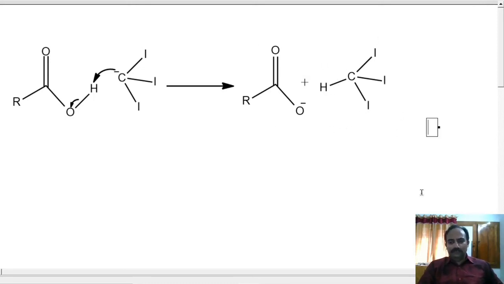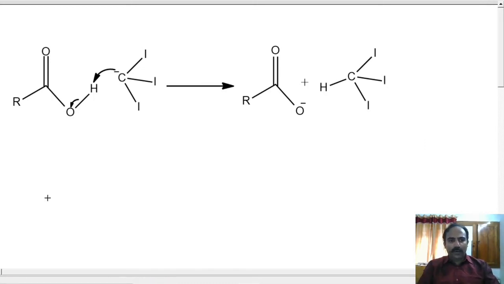This iodoform is precipitated as a yellow solid or pale yellow solid, and it has a specific odor with which we can also recognize the presence of this compound, so it's a characteristic reaction. So we can easily detect the formation of iodoform. If there is an iodoform formation with I2 and NaOH, we can say the molecule could be a ketone with the alpha CH3 group, or an alcohol with the alpha CH3 group, or acetaldehyde.